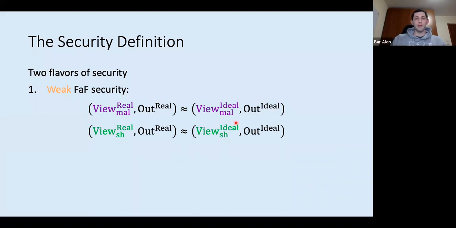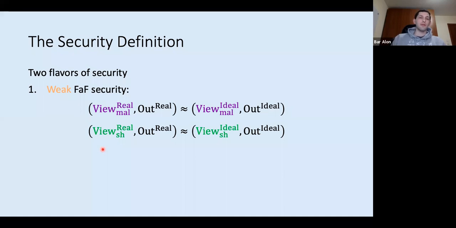So the first equation that we want to hold is basically the same as what we had in the classical definition. The view of the malicious parties and the output of the honest parties in the real world is indistinguishable from their ideal world counterpart. And on top of that, now we add this second requirement, saying that the view of the semi-honest parties and the output of the honest parties is indistinguishable from their ideal world counterparts. So this is just one way to define security.